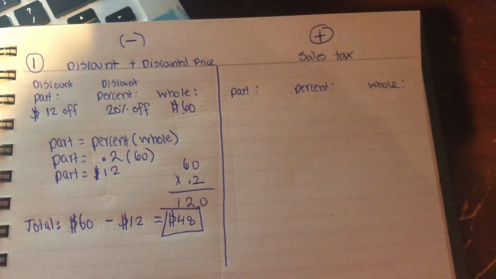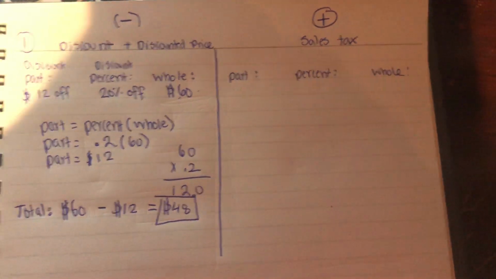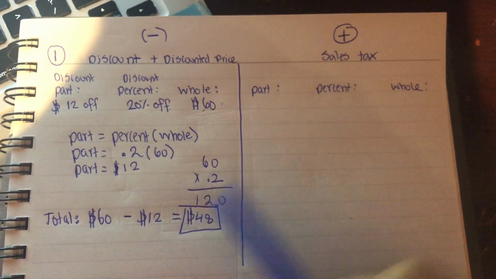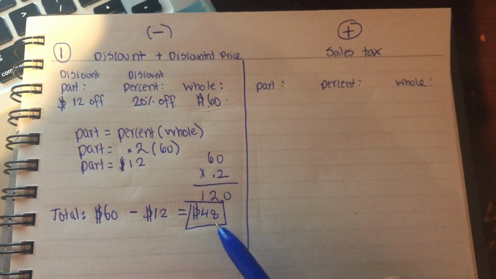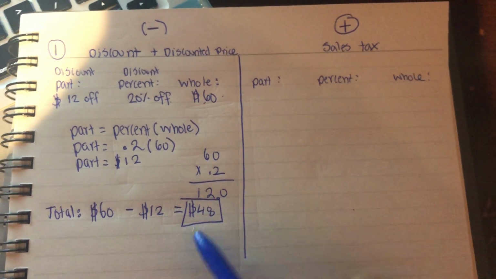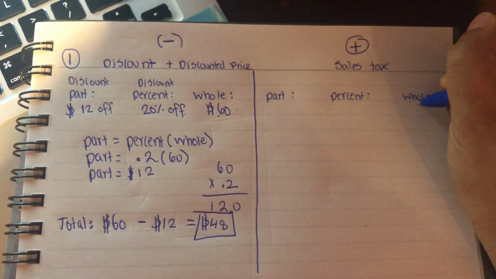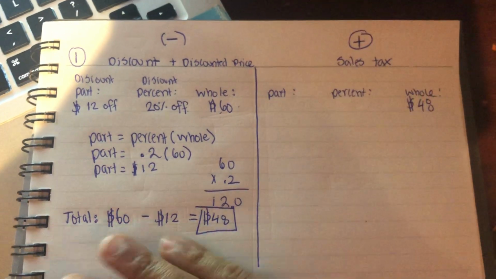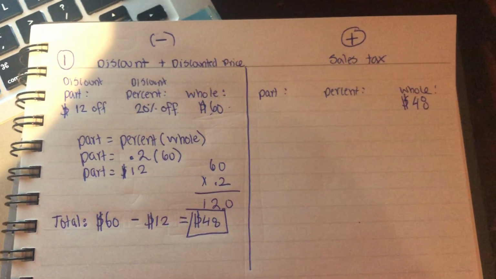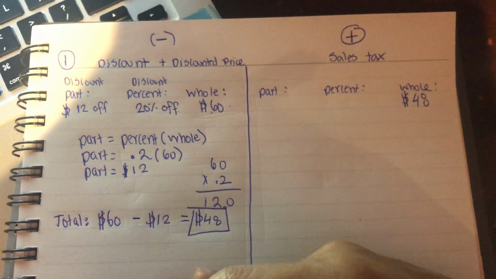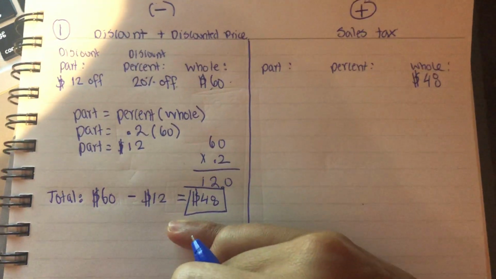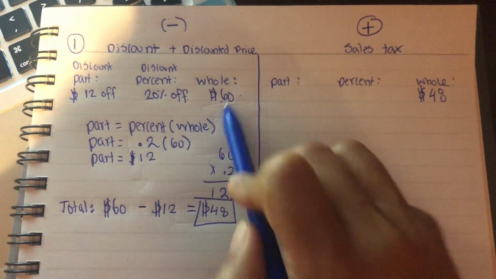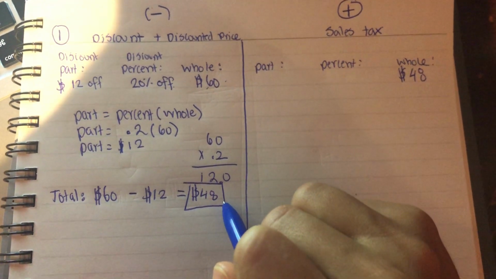Okay, so here's something very important that you have to pay very close attention to. Whenever you find the sales tax, you always now use the discounted price as your whole. That is the new amount, because they first take the discount and then they take the percent off of the new price you're going to pay, not the old price, because Miss Matos isn't paying $60, she's paying $48 now.